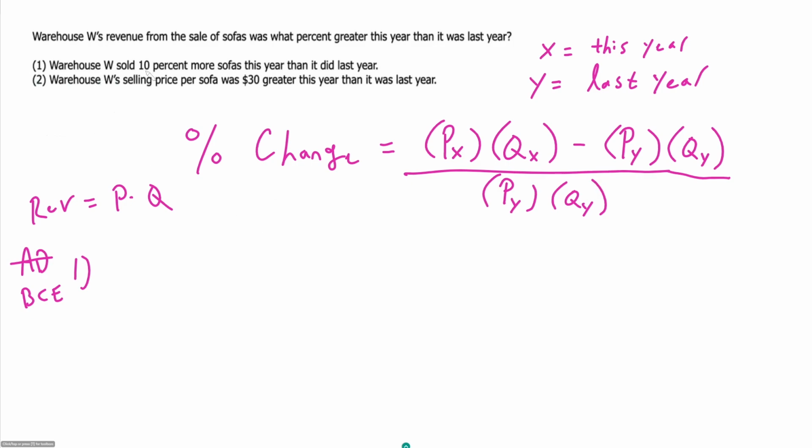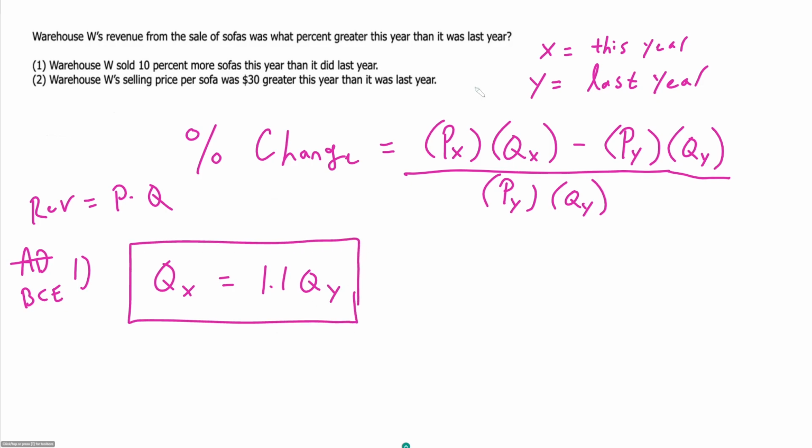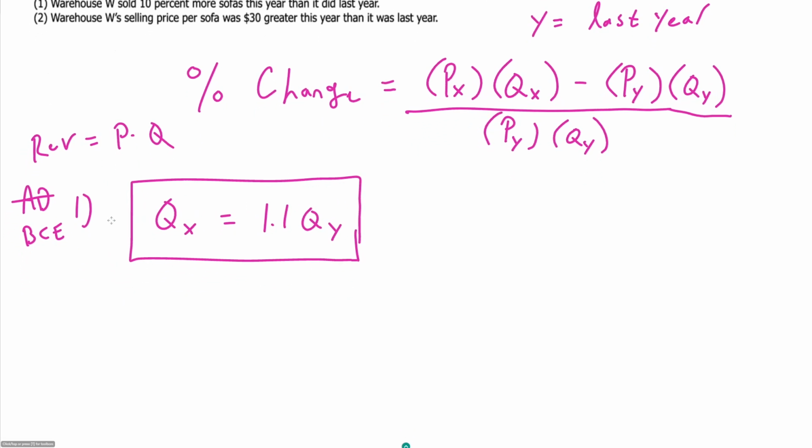And so here they're telling us that Q this year, that would be QX, is 10% greater than the quantity sold last year. So that's Q this year is equal to 1.1 quantity sold last year. But again, it's still insufficient because we still don't know anything about price. And so keep in mind, even though we only have P's and Q's, it's not that we only have 2 variables here. We actually have 4 variables, right? P this year, Q this year, P last year, Q last year.